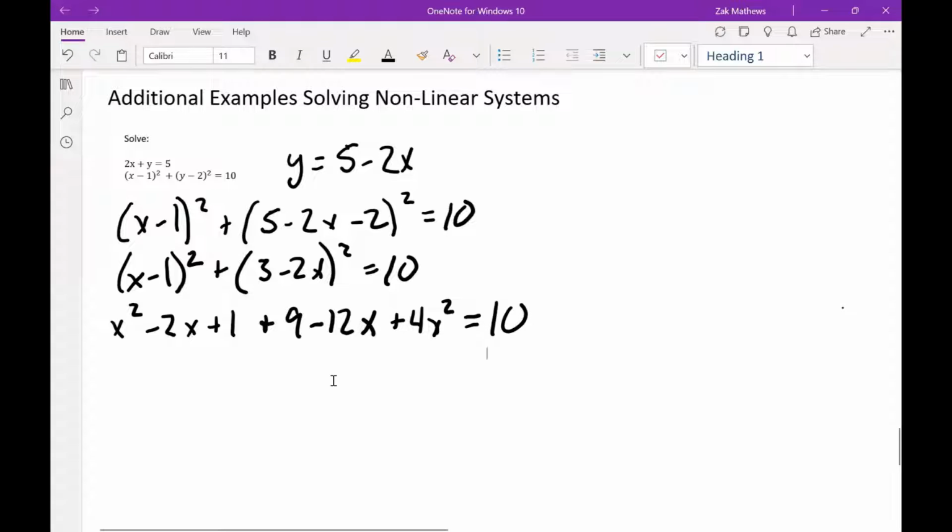I'll collect my like terms. I have a 5x squared. I have a negative 2x and a negative 12x. That would be a negative 14x. And then I have a 1 and 9. That's going to be a plus 10. And there is a 10 on the other side as well.